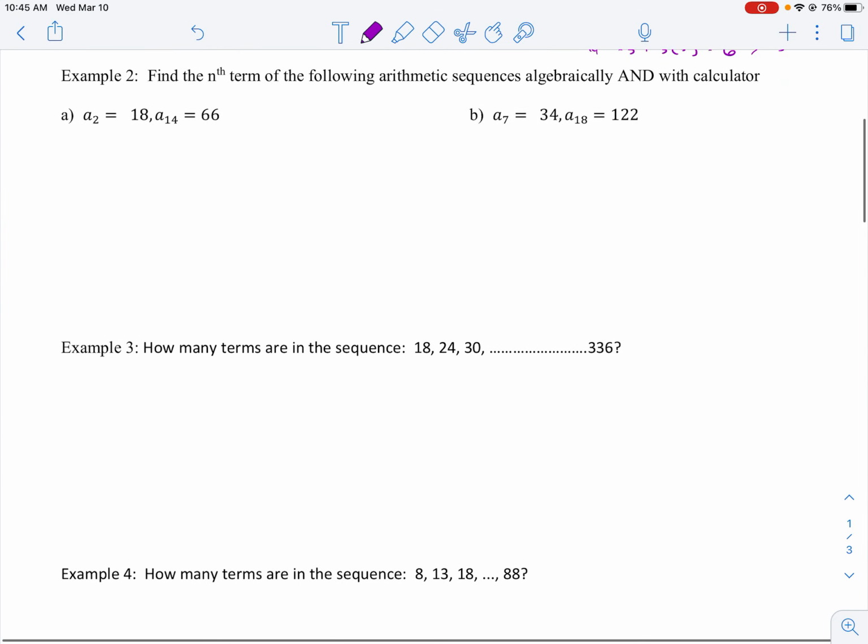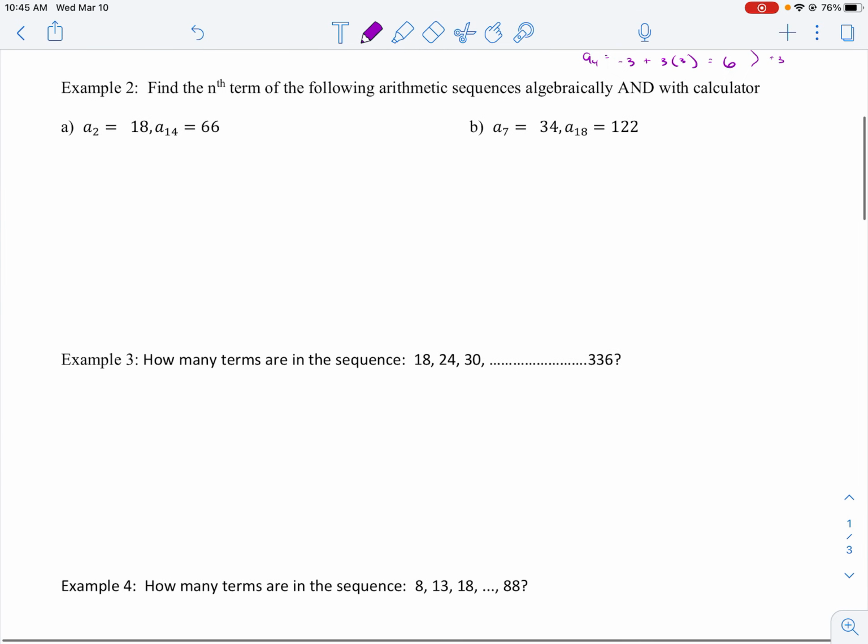Okay. Find the nth term in the following arithmetic sequence algebraically and with the calculator. Here's how we're going to go about these ones. Algebraically, our second term is 18 and our 14th term is 66.